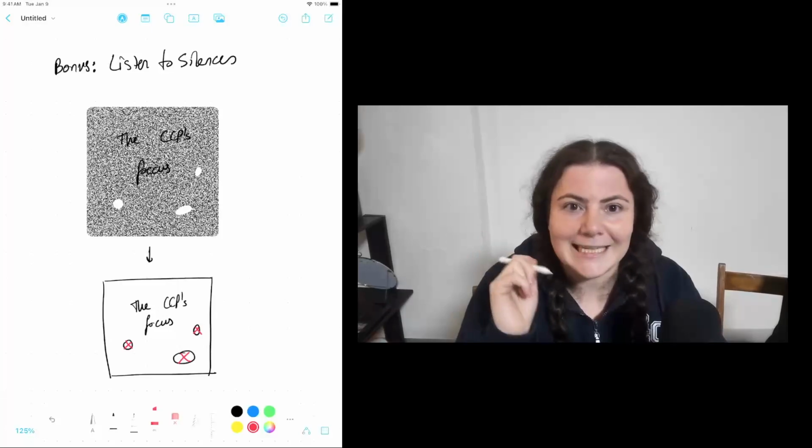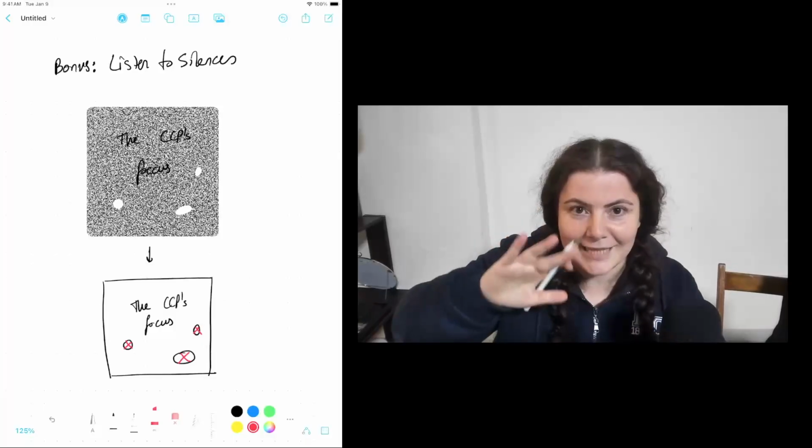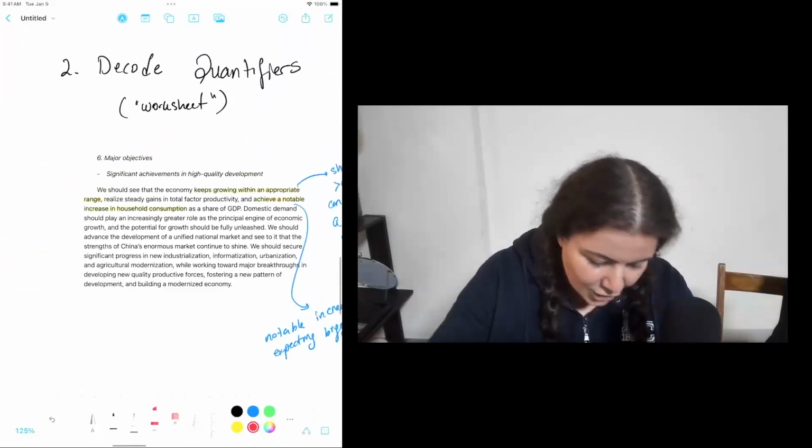So there's a message in the thing they did not focus on, but you also need to be able to identify that as well. I showed that with this white noise. The parts of the white noise, it's actually no noise. It's pure silence, and the silence has its own interpretation as well. All right, so that was the first.